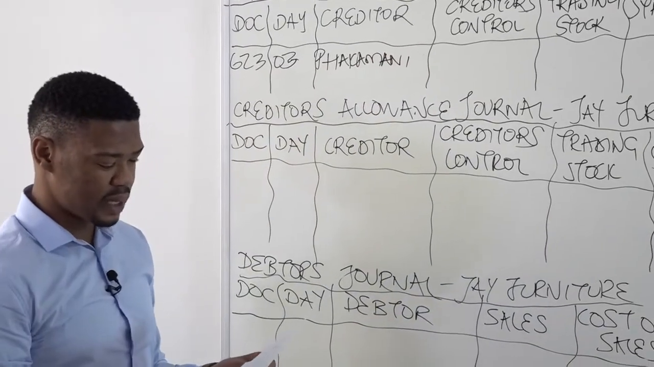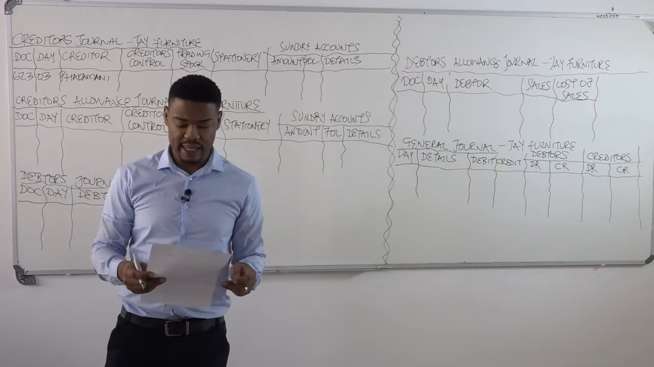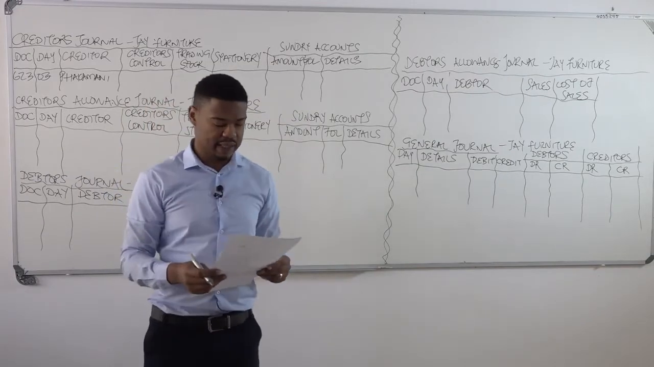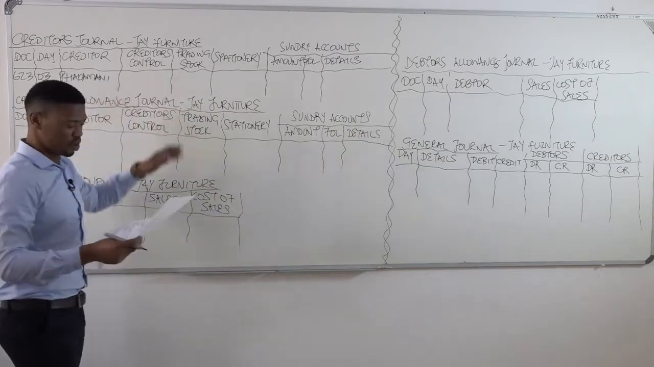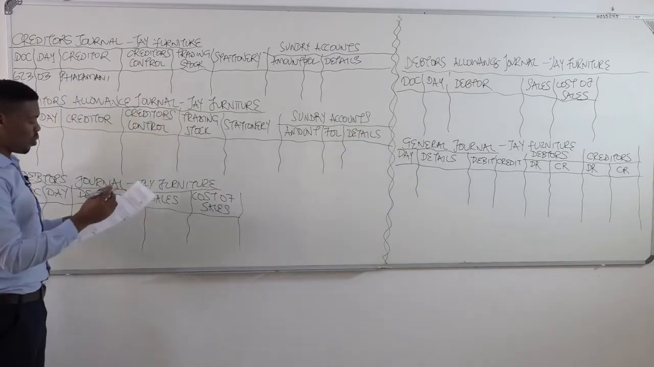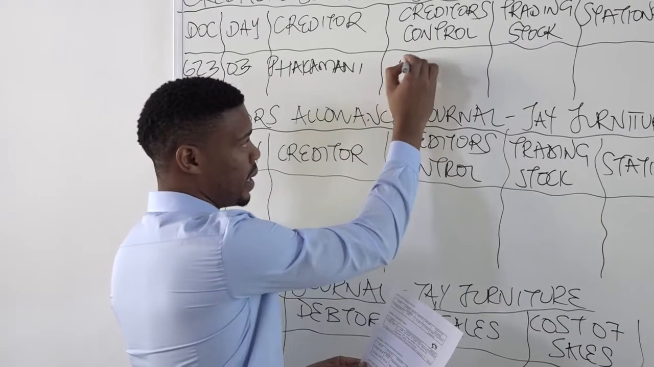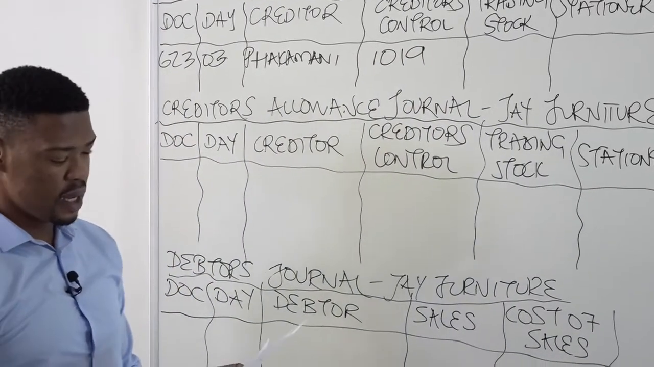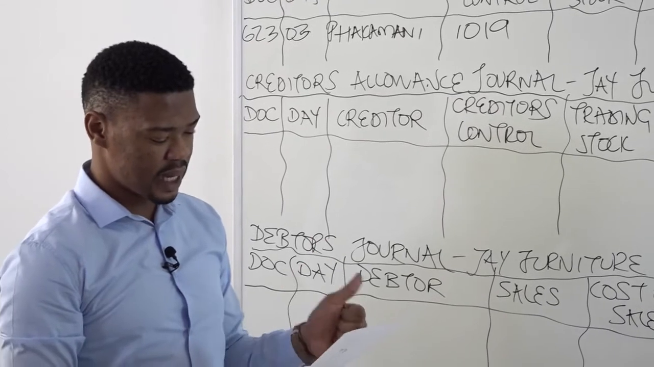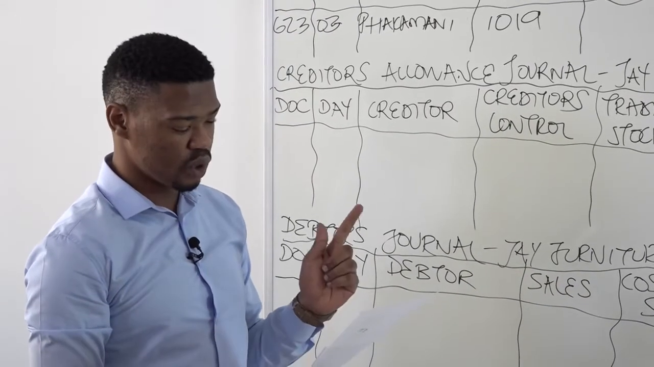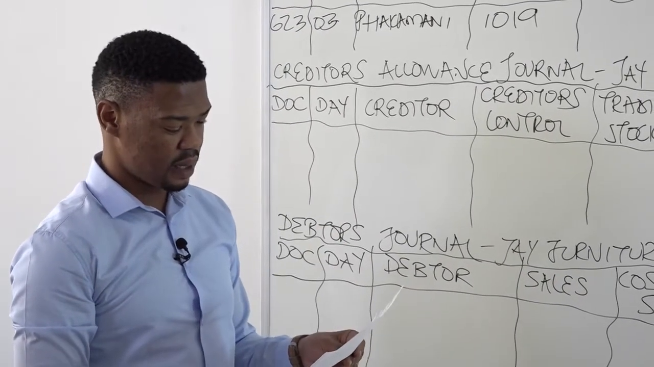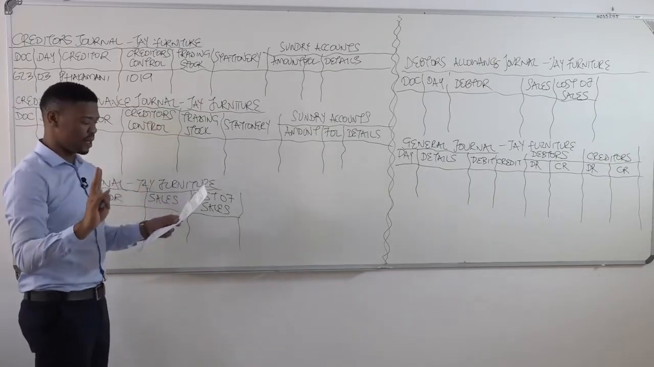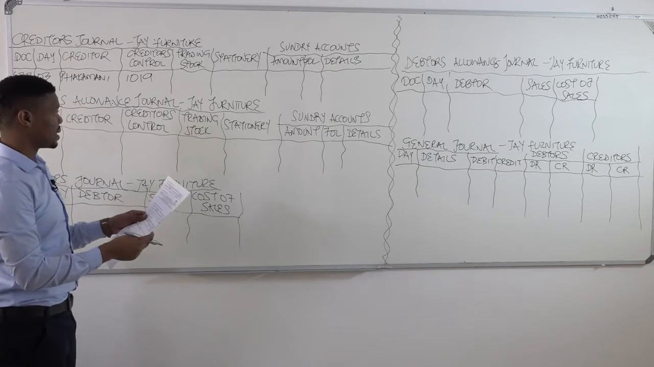Creditor's control is the whole amount. The 120 was stationery and the 899 was printer. Under creditor's control, you will enter the whole amount. 120 plus 899 is 1019. You are buying from them stationery, and you also bought a printer. So to enter them, you must separate them. That's why they gave you the two different amounts as separate.